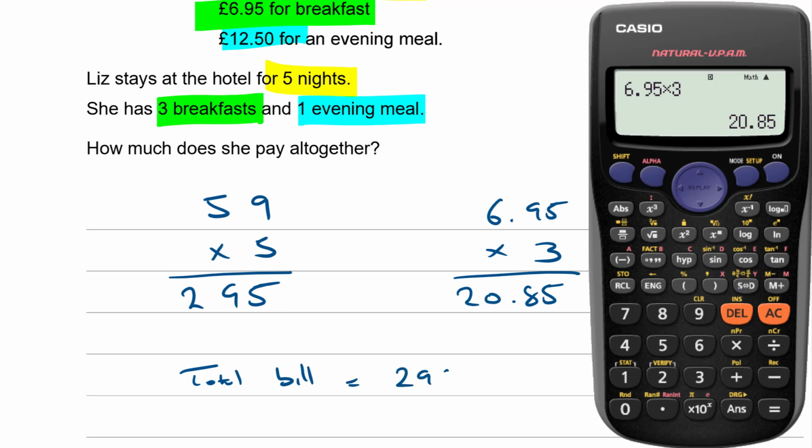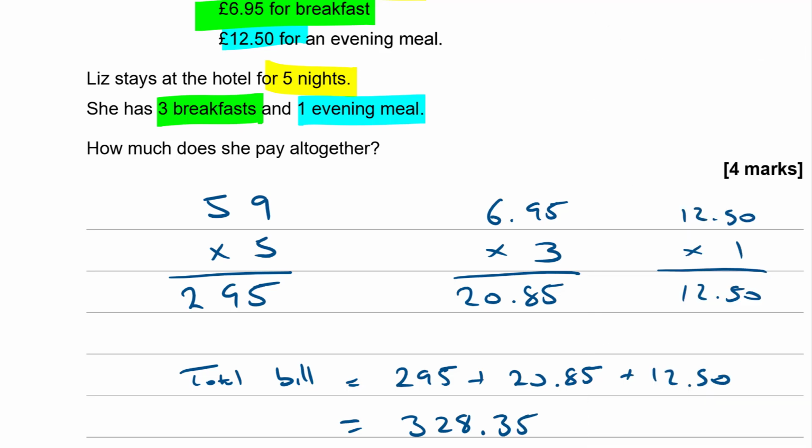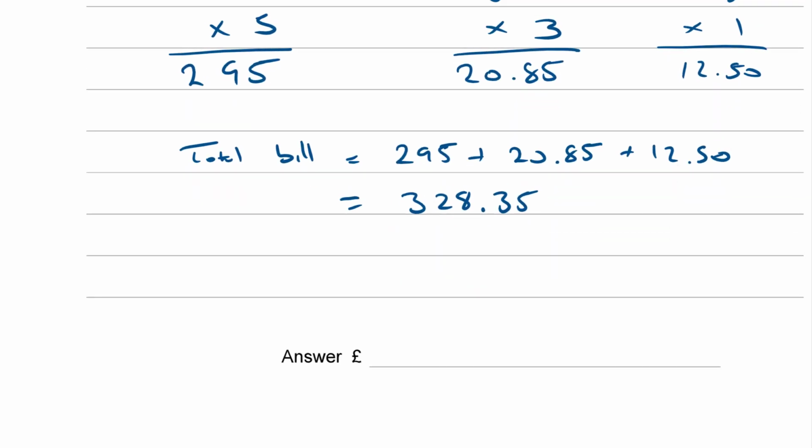It's going to be the £295 for the room, plus the £20.85 for breakfast, plus the £12.50 for the one dinner. Okay, so you just tap all that into the calculator again. So I've already got £20.85 shown from before, so let's just add on £12.50 and 295. Comes to a grand total of £328.35. Okay, so that's my answer. £328.35.